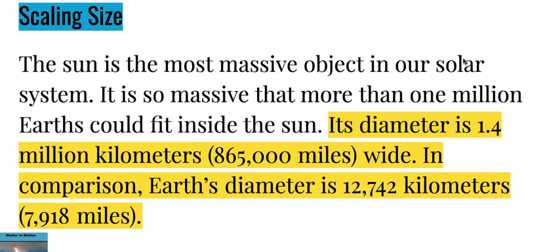The sun is the most massive object in our solar system. It is so massive that more than 1 million Earths could fit inside the sun. Its diameter is 1.4 million kilometers, or 865,000 miles wide. In comparison, Earth's diameter is 12,742 kilometers, or 7,918 miles.